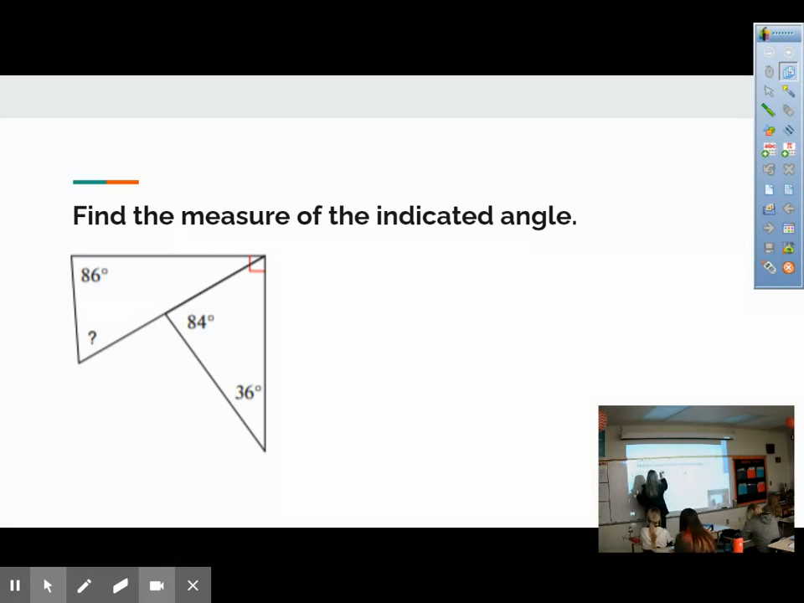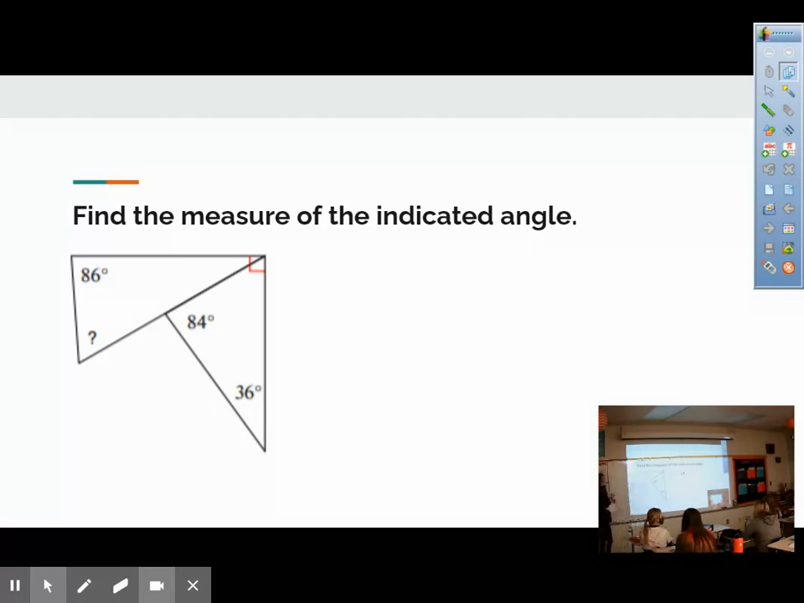Okay, so I did 86 minus... and got 116, and 116 minus 180 equals 64 degrees.